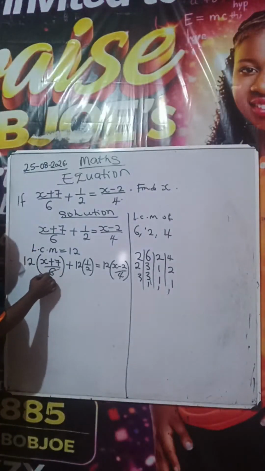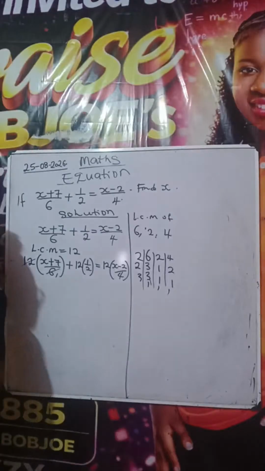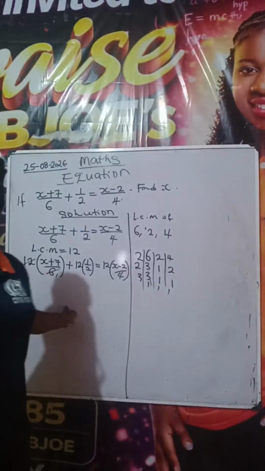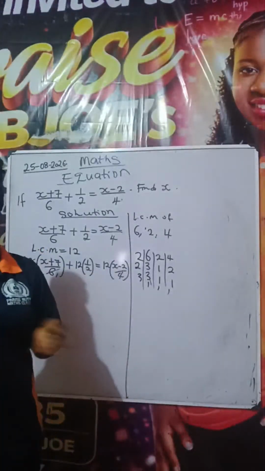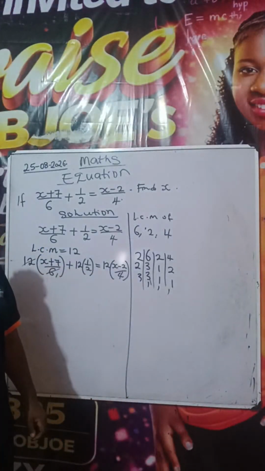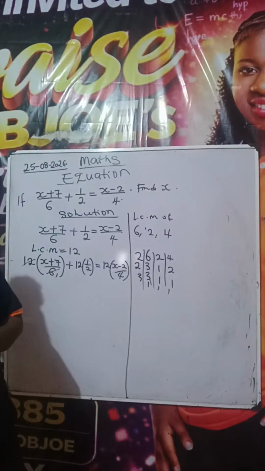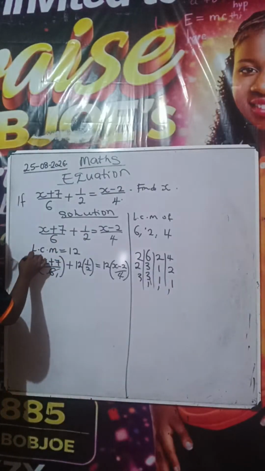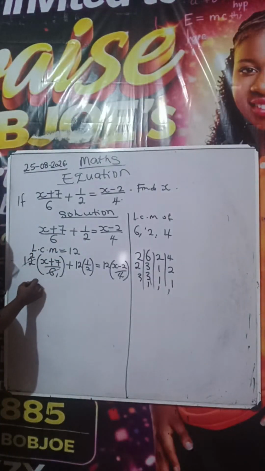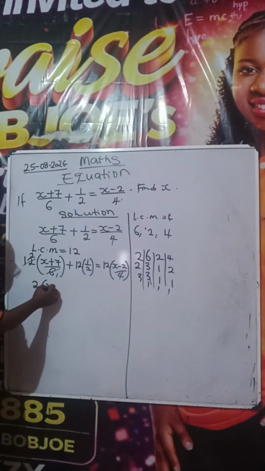So 6 divides itself 1. How many 6 in 12? How many groups of 6 do we have in 12? We all are solving this together, guys. So we have 2. Good job. Then I'll write the 2 here. Then we have x plus 7.